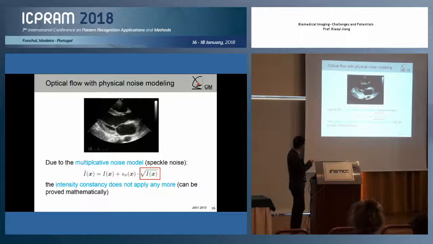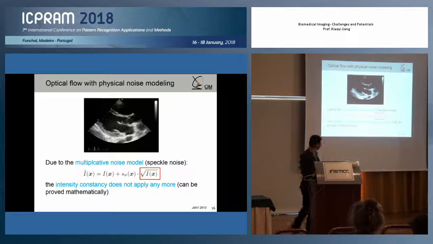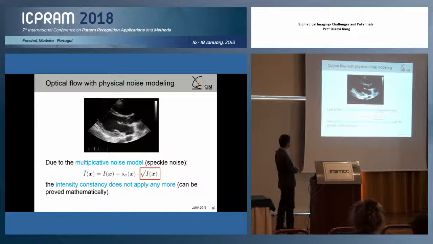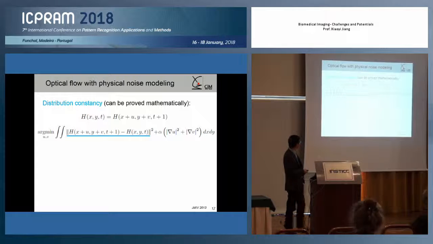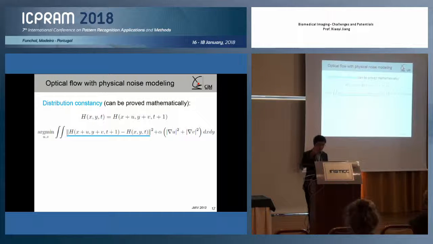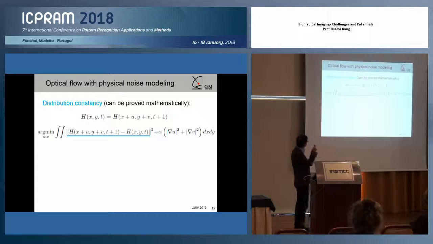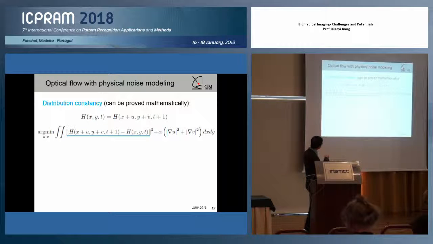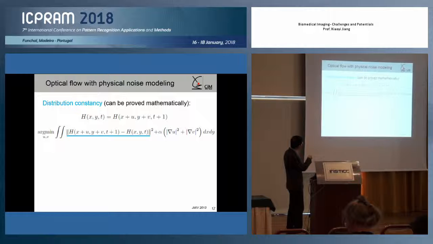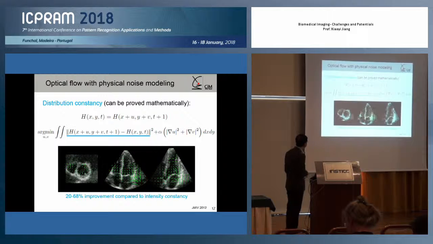You see again, this noise part is dependent of the signal. So in this case, it can easily be shown that the intensity constancy does not apply anymore. Fortunately, we can replace it again with something else. You see here, the individual intensity will change, but the distribution of the intensity values in a small neighborhood will remain constant. And we just use this constraint and develop an optical flow algorithm.